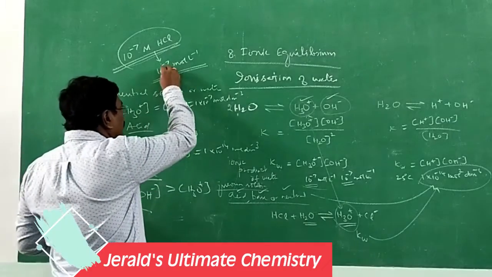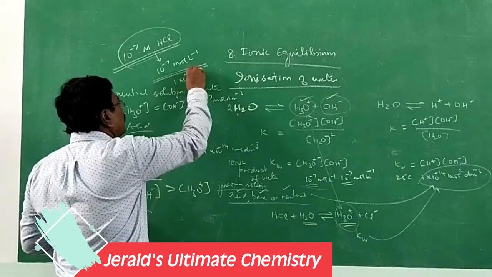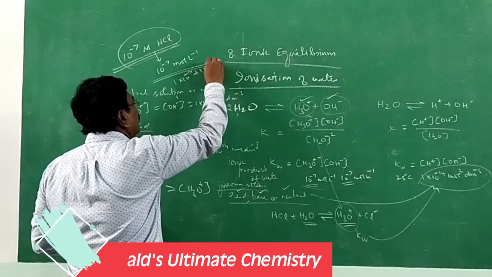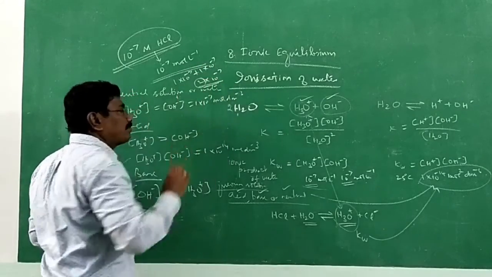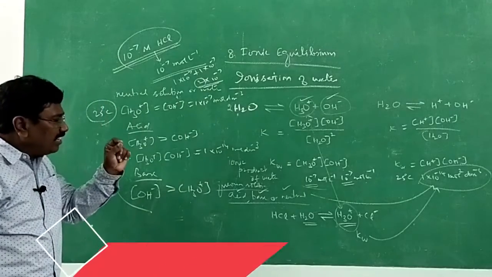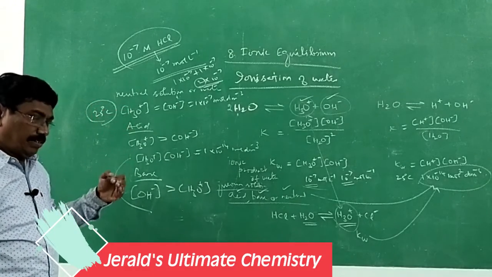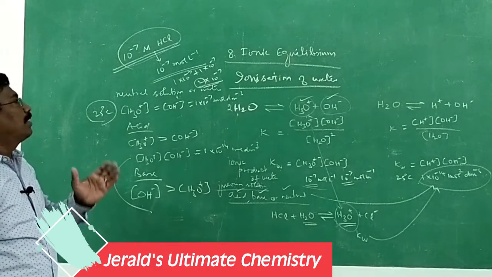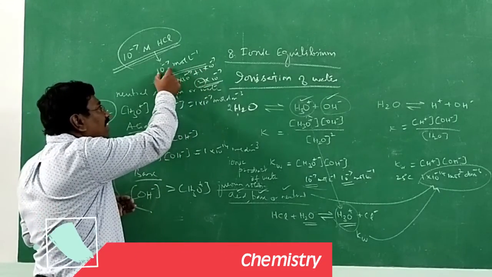1 into 10 power minus 7 plus 1 into 10 power minus 7 will become 2 into 10 power minus 7. So slightly it will get increased. Because of this slight increase, the pH value will become slightly less than 7. We will be discussing pH afterwards, but for an acidic solution, the concentration of hydrogen ion should be greater than this much.